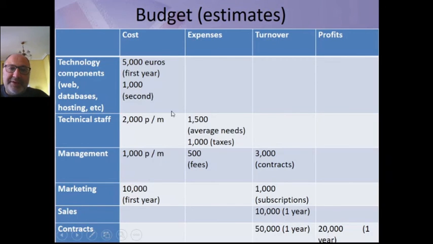So you have to pay for technology, and you have to pay for the technical staff, the personnel, the experts in management, also in marketing. But then you see we expect some turnover, some money coming into the first year for sales and contracts that we could make with other institutions to be able to promote this product. So maybe by the end of the year we could make around 20,000 euros for profits.